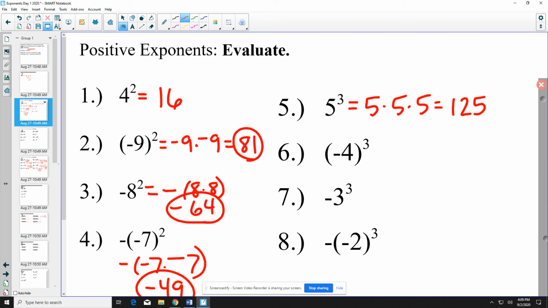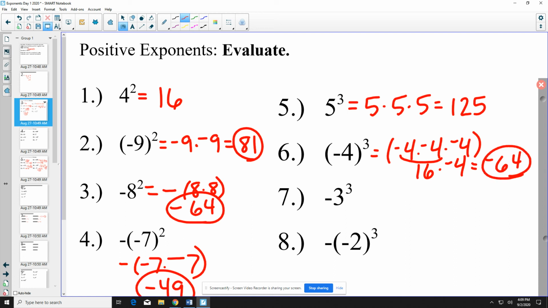Okay, look at number 6. Negative 4 to the third. Since the negative 4 is in parentheses, it means to take the negative 4 times the negative 4 times the negative 4. So a negative 4 times negative 4 is positive 16. A positive 16 times negative 4 would be a negative 64.